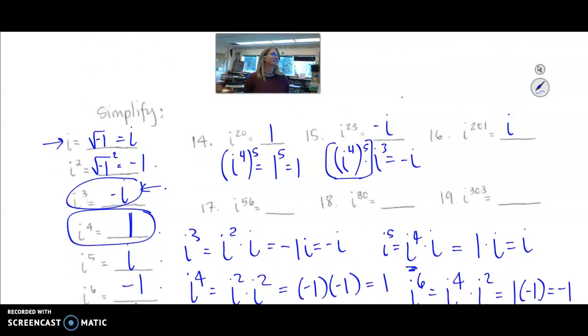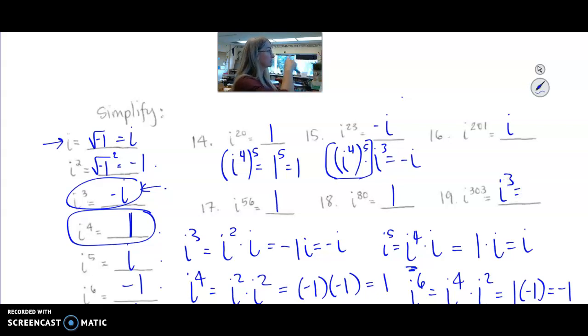So think about i to the 56th. If you divide 56 by 4, you guys go ahead and do it. 56 is divisible by 4 evenly, so there's no remainder. So this is equivalent to 1. And why don't you do 18 and 19, and then come back and check your answers. So for 18, there's no remainder, so it is also 1. And for 303, well, 300 is divisible by 4, and so you're going to have a remainder of 3, so this is equivalent to i to the third, which simplifies to negative i.